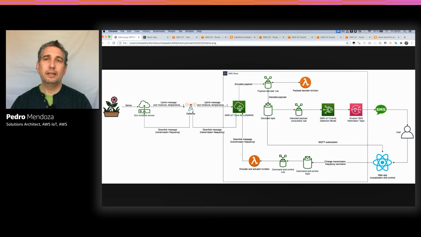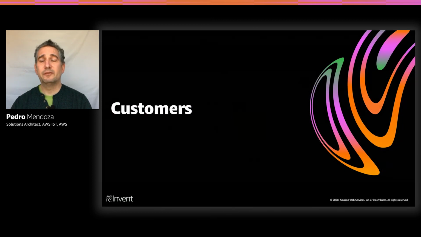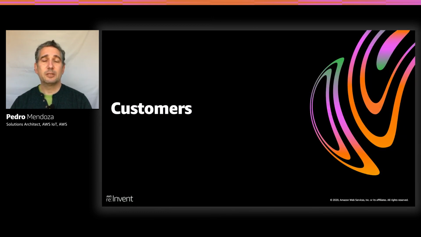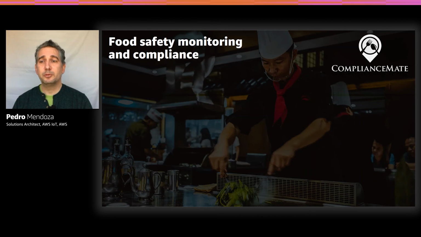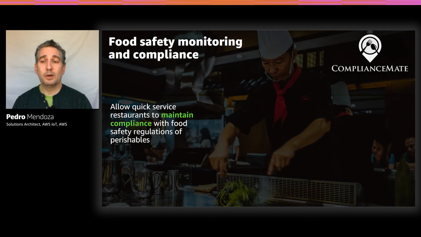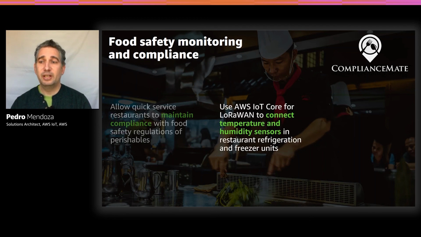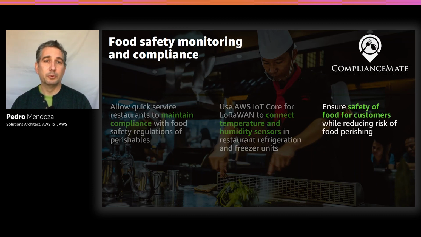To finish, I would like to refer to what some of our customers are already doing with AWS IoT Core for LoRaWAN. First, I would like to talk about ComplianceMate, which is a company in the food safety industry. ComplianceMate has built a system that allows their customers to maintain compliance with food safety regulation. ComplianceMate is using AWS IoT Core for LoRaWAN to connect temperature and humidity sensors in refrigeration units inside restaurants, and they are doing that for monitoring and reporting purposes.